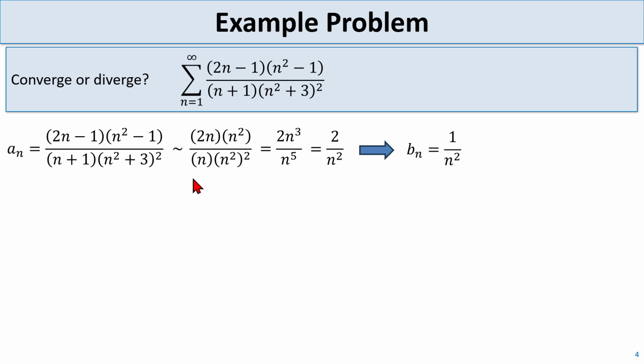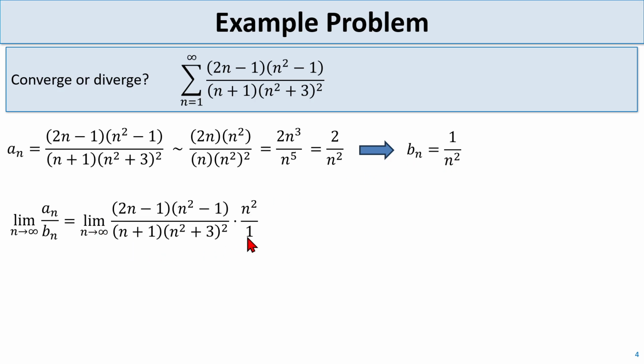We're going to apply the limit comparison test, and we can do so because these terms are both positive. I guess for n equals 1, an is actually 0, but for all n greater than 1, they're positive. Now if you take the limit as n goes to infinity of the ratio of these two forms of the terms, we get the following expression.